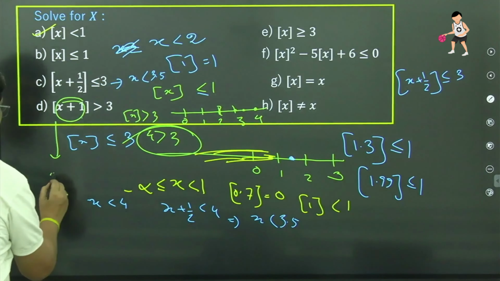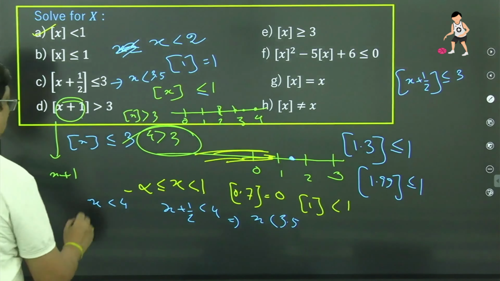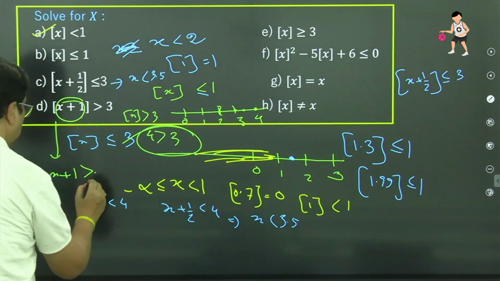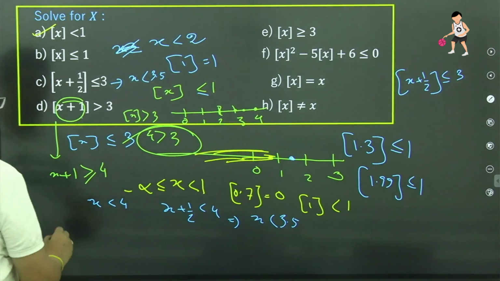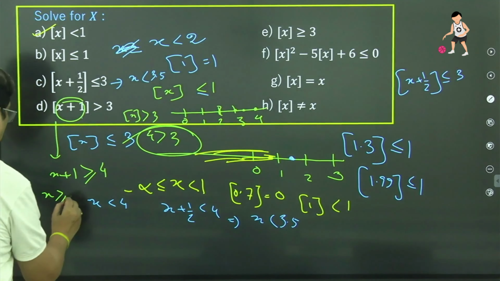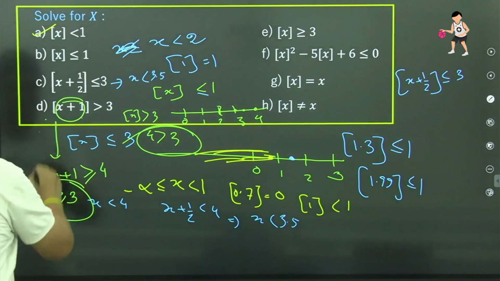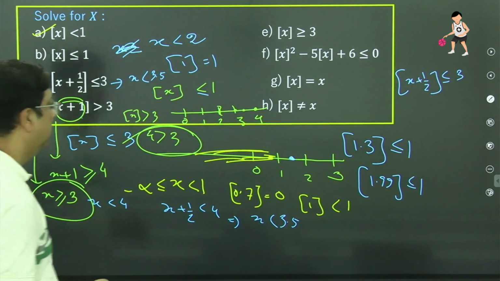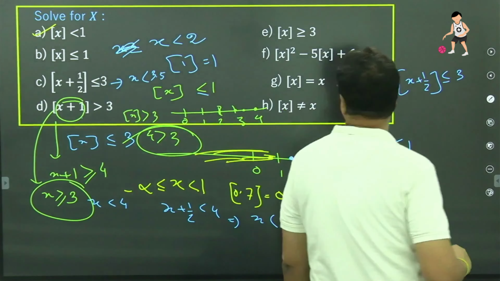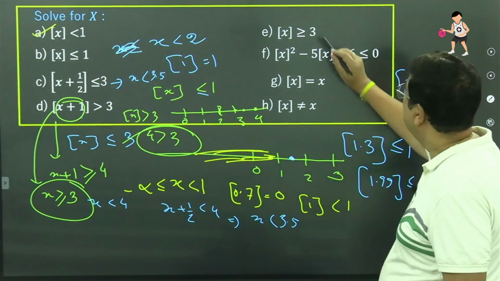Okay, so we are writing here, x greater than 3, yes. So we are writing here x plus 1 greater than or equal to 4. So x greater than or equal to 3. So the value of this will be x greater than or equal to 3, right. Now next, floor x greater than or equal to 3.